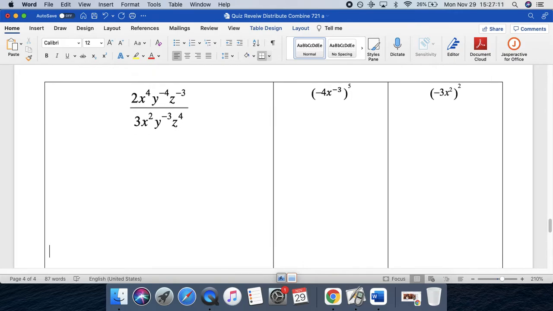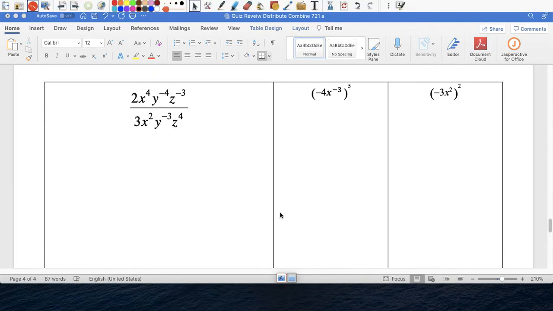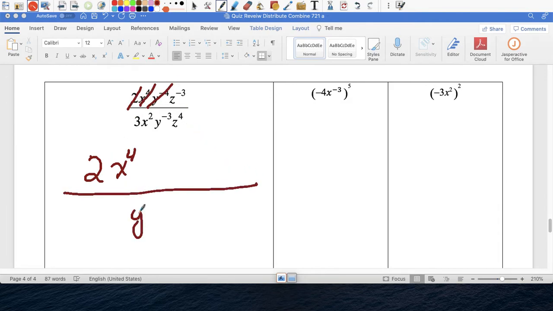Right, so here we go. Let's do this. I'm going to leave the x to the fourth. Let me put this as a fraction. Y to the negative fourth is going to come down. Z to the negative third is going to come down. 3 stays. X to the second power stays. Y to the negative 3 goes up. And z to the fourth power stays as it is.